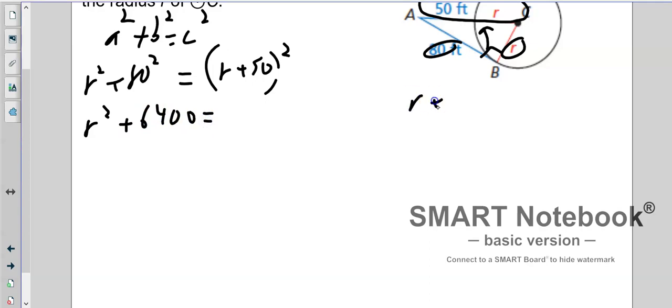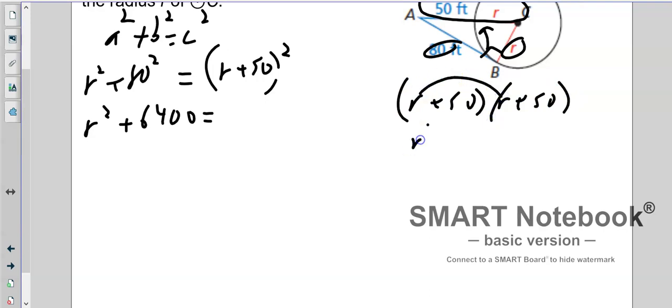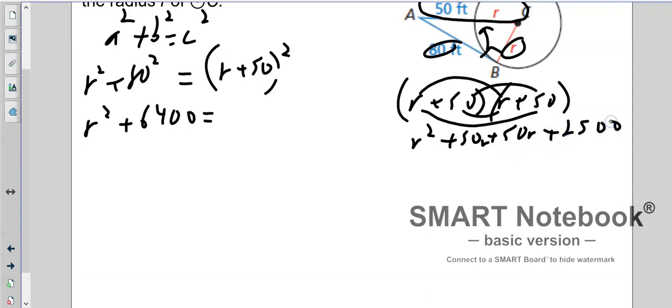And this is going to be a little bit of work. So remember, this is R plus 50 times R plus 50. So we're going to do first times first. Outer and inner is going to be 50R plus 50R. And then last, 2,500. Okay, so when I simplify this, I'm going to give R squared plus 100R plus 2,500.